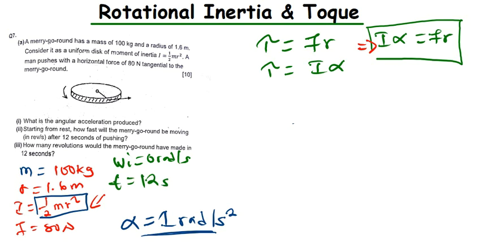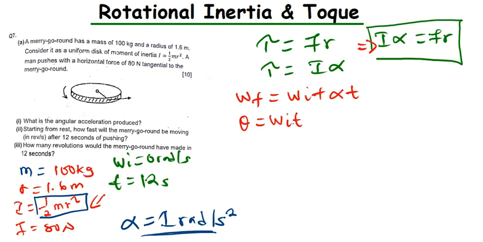Using those three formulas, we have the first formula which we have to know: the final angular velocity is equal to the initial angular velocity plus angular acceleration times time. Another formula which we need to know is that theta is equal to the initial omega times time.